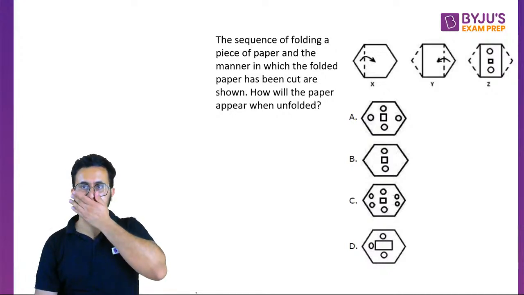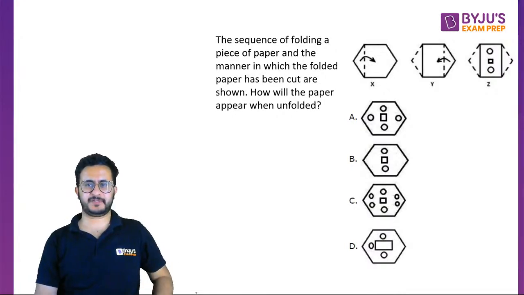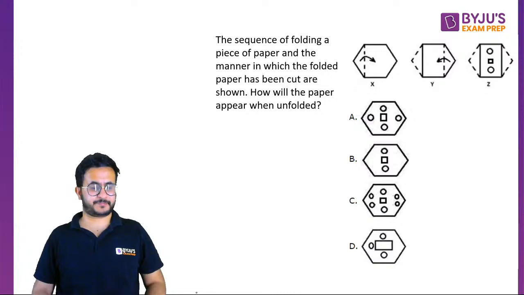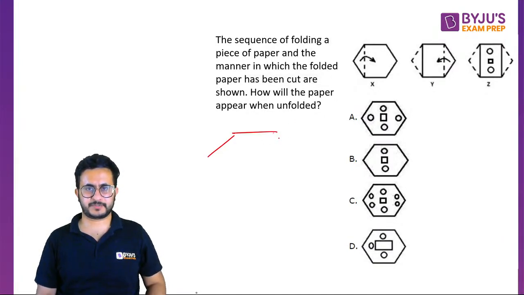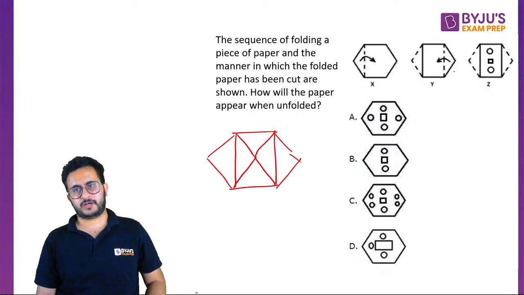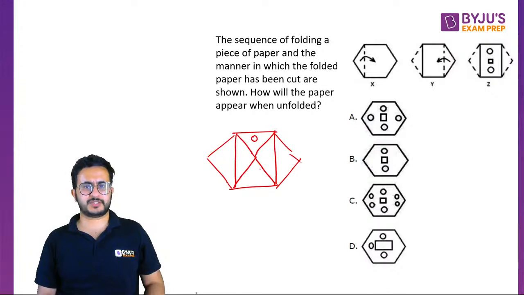Actually, I believe that there is a mistake in this. Right, the answer is not among these. I'll tell you the reason why. When we fold this hexagon like this, they have folded it like this. So this triangle will come like this, and this triangle will come like this. Now when we cut circles, the circle is fine. It is not in the overlapping portion.